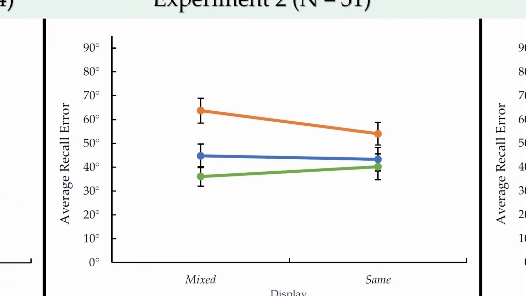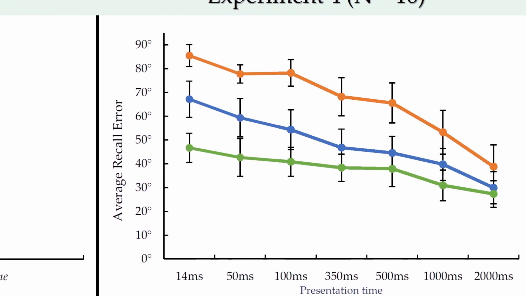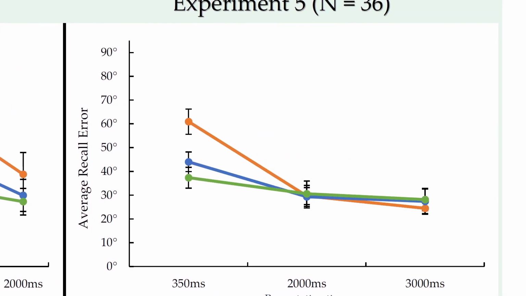For experiment 2, for the mixed displays on the left here, the effect of saliency was replicated, and it was also present for the same displays on the right here. For experiment 4, performance increased with encoding time, and the effect of saliency decreased, but was not fully erased. Finally, in experiment 5, at 350 milliseconds, the manipulation of relevance did not change the saliency effect. However, at 2 and 3 seconds, the effect of saliency was counteracted by the top-down relevance effect.